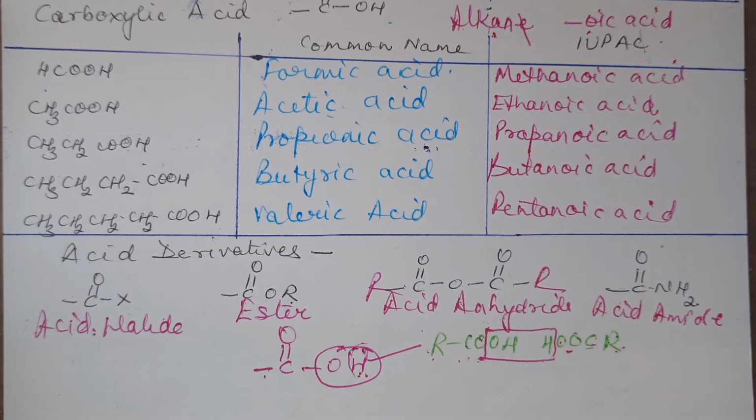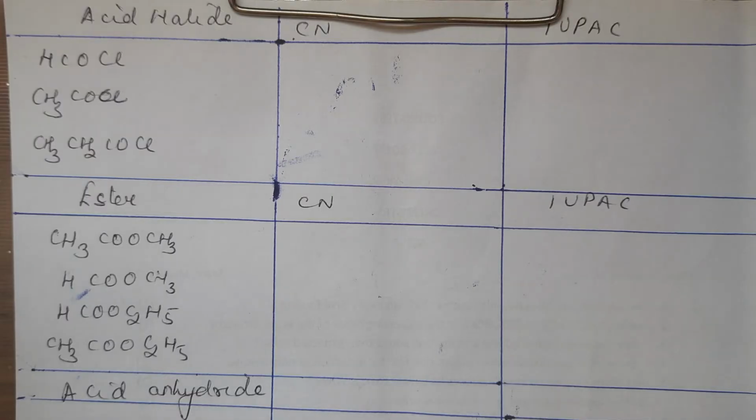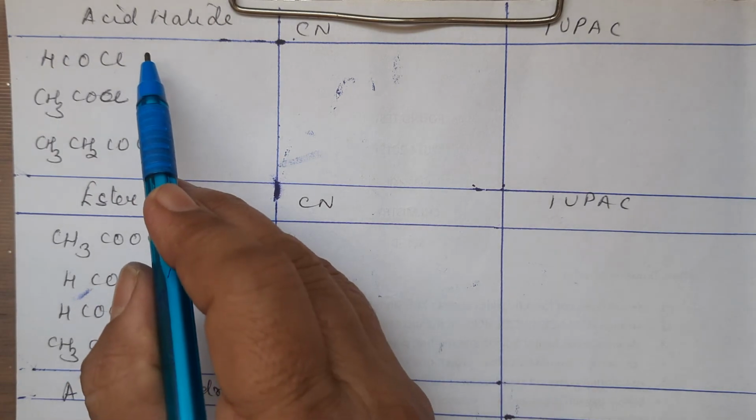What are the rules for naming? Don't worry about it if more time is taken to explain the nomenclature. It is just one go. If you understand it properly one time, then later in 11th and 12th class, when we are discussing the chapters, you will not face any problem. Okay, fine. Acid halides now.